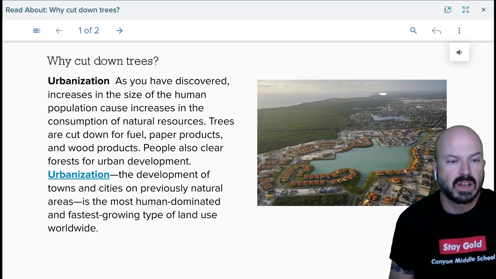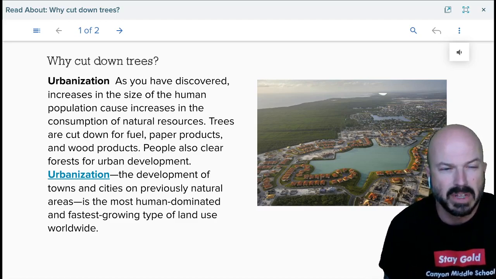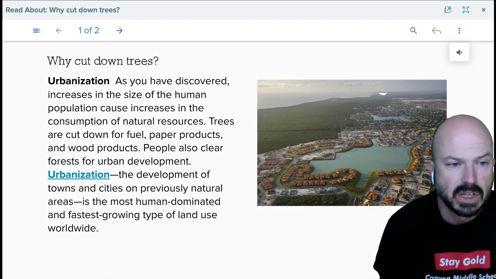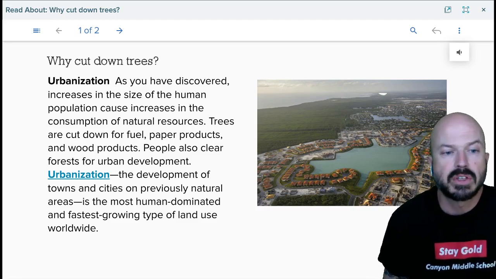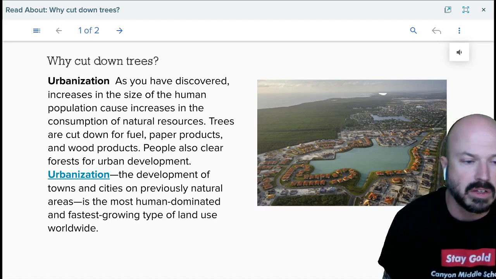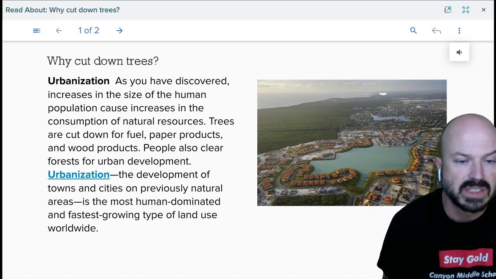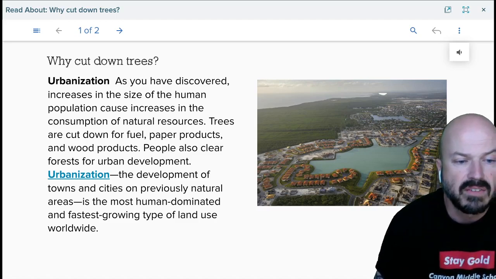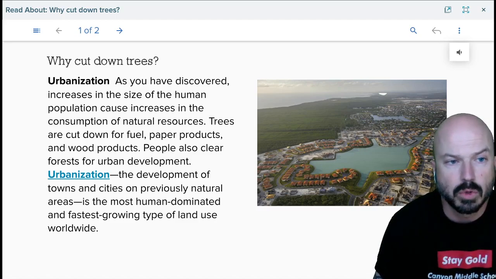So, as you've discovered, increases in the size of the human population cause increases in the consumption of natural resources. Trees are cut down for fuel, paper products, and wood products. People also clear forests for urban development. Urbanization, the development of towns and cities on previously natural areas, is the most human-dominated and fastest growing type of land use worldwide.